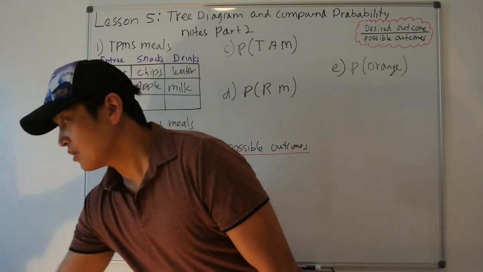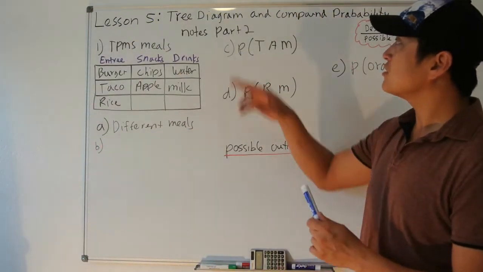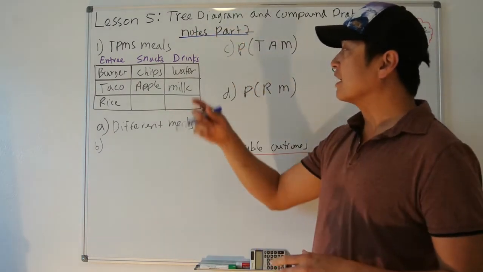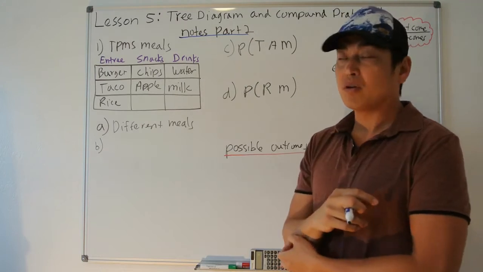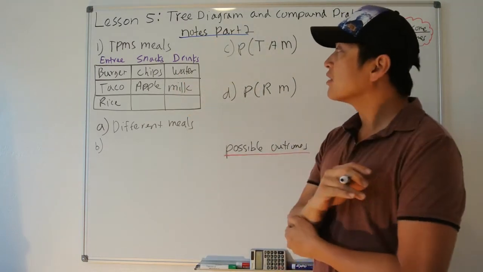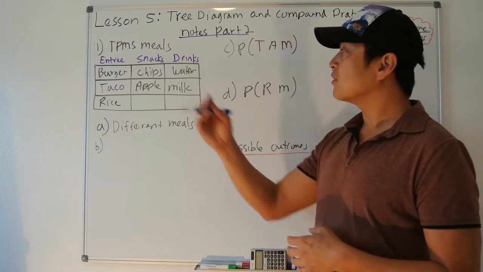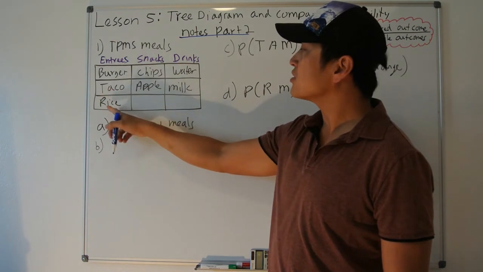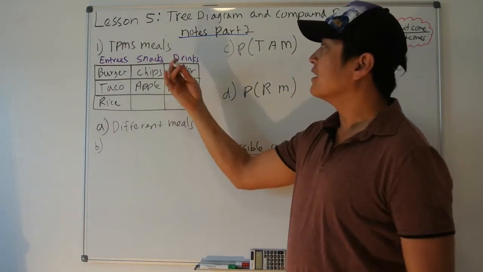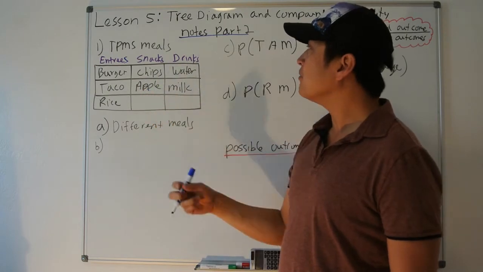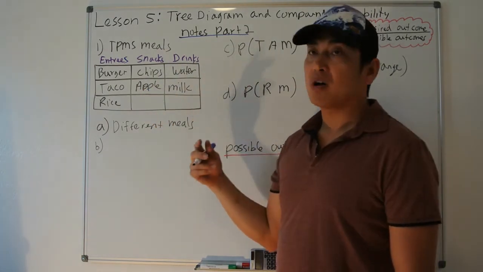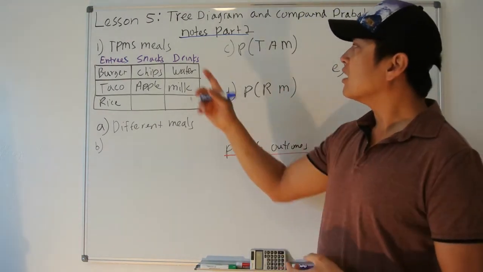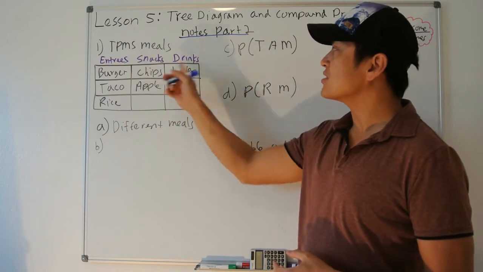So this second part here, they're talking about a meal that's optioned at Twin Peaks Middle School. I know that's not true, but let's just pretend. Let's say there's only 3 types of entrees: burgers, tacos, and some sort of rice dish. For snacks, there's only 2 options, either chips or apple. And for drinks, you only get either water or milk. So how many different types of meals can be created using these entrees, snacks, and drinks?